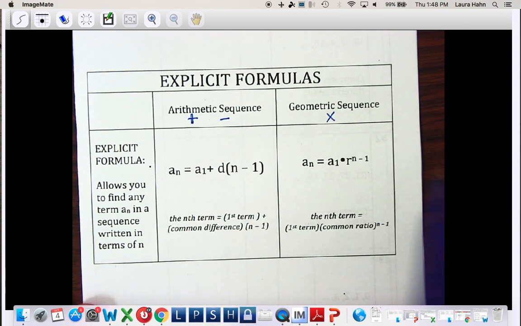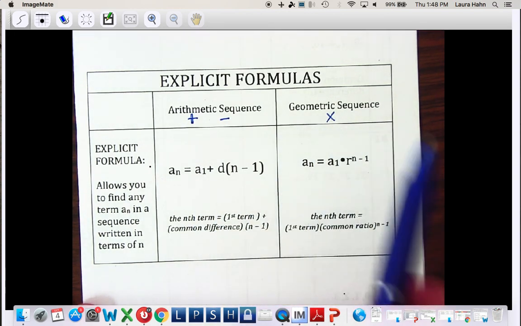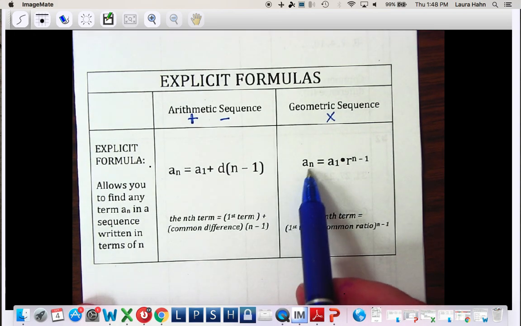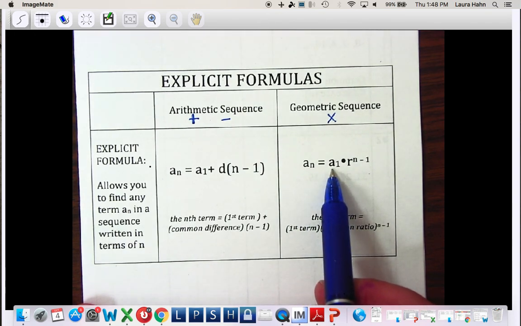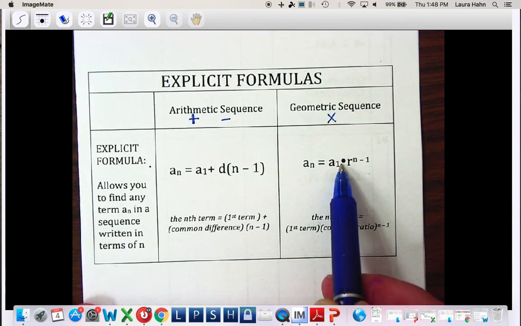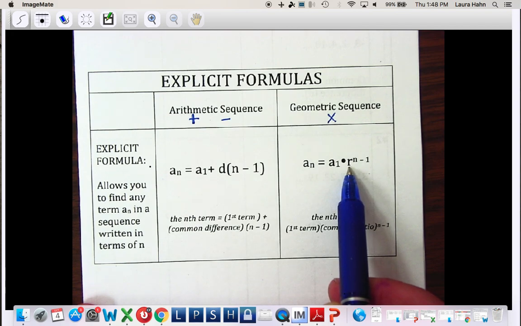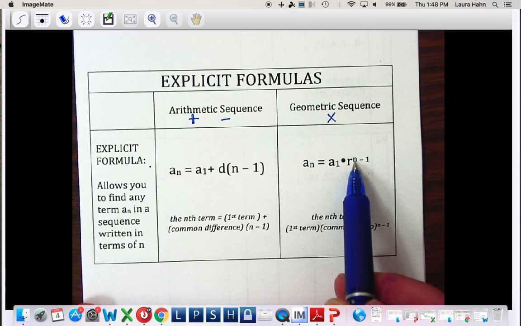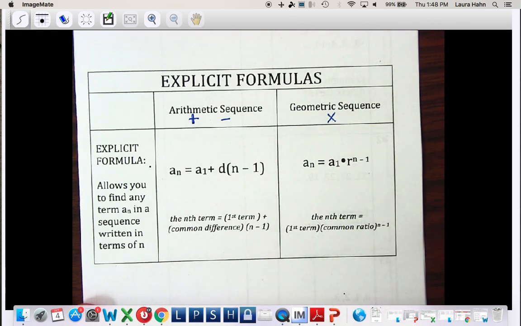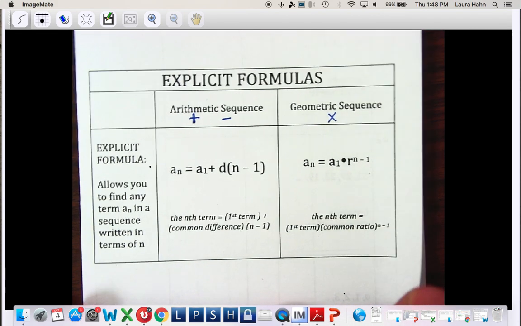Alright, so as long as we know what these stand for, we could plug in for them, and it's not a big deal. Alright, geometric is whenever you're multiplying by a certain number every time. So to get to your nth term, or any term, or the next term, you're going to start with your first term times, this is your common ratio, so this is the number that you're multiplying by every time, raised to the power of n minus 1. Alright, so let's jump into some examples.